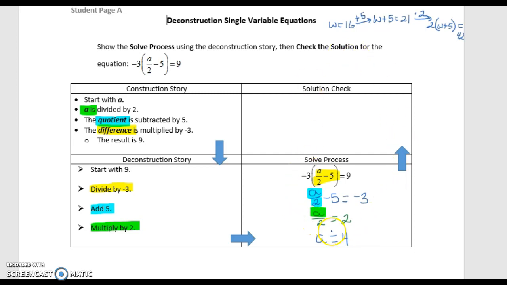Now I want to check my answer. As you guys see, we start with the construction story. That leads us to the deconstruct story. Our deconstruct story is our solve process. This deconstruct story is showing your work.